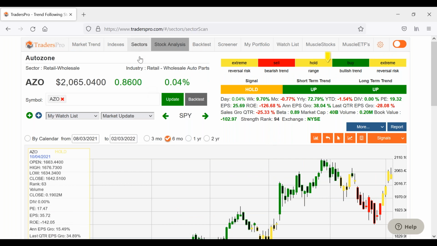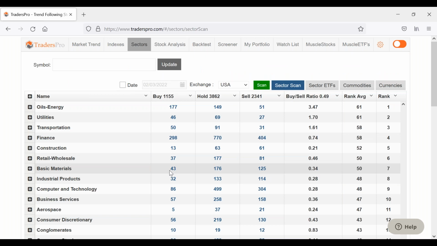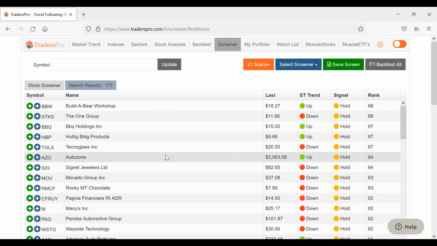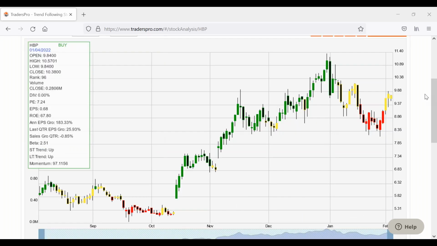And then another one was this, HBP, 97 strength rank. I think I've probably gone over this one before. It might even be in the watch list. Sometimes I forget what I have on my watch list. But again, nice strong uptrend right here. This looks like a pretty distinct possible ABC pattern right here. If that is the case, it should start working its way higher again.